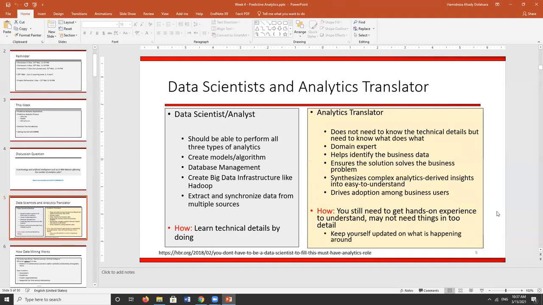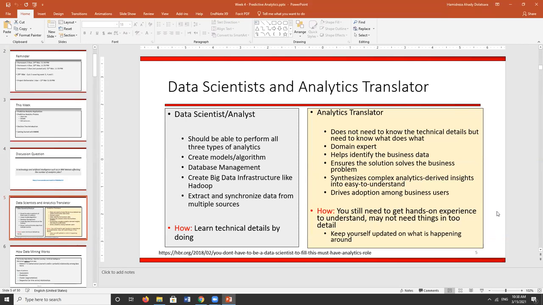Okay, but let's talk about two major things: data scientists and analytics translators, or somebody who uses analytics. So basically, there is some similarity between these two. Both of them have some hands-on experience, both of them use data and also use some techniques to do some predictions or find some correlation between some inputs and outputs.